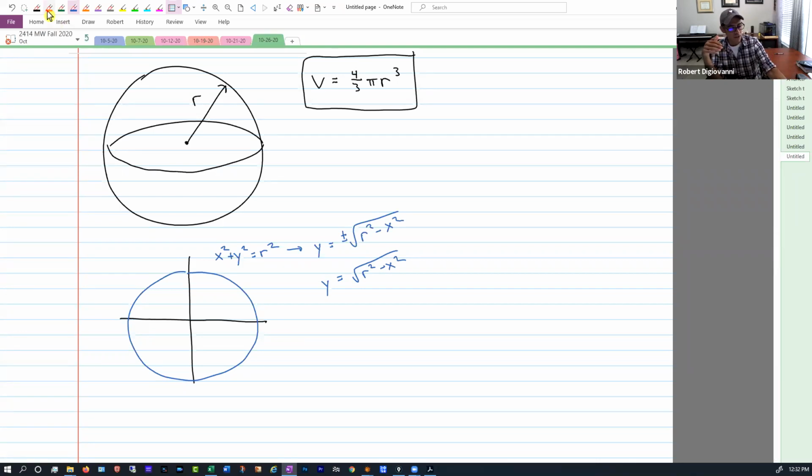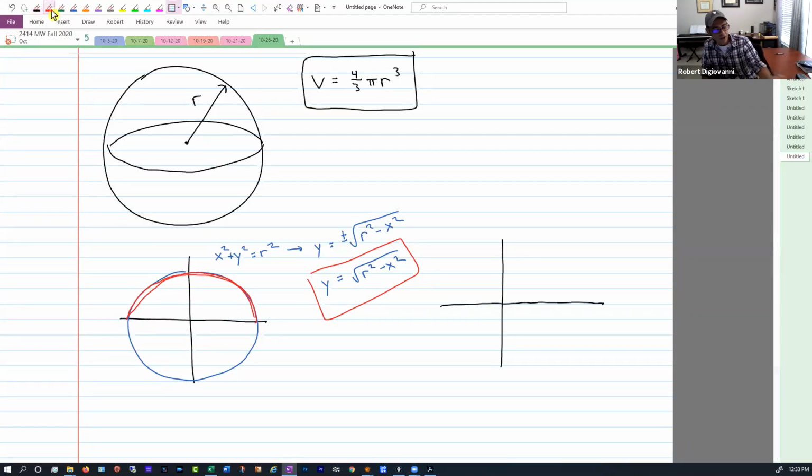So if we graph just this, that gives you just the top half of the circle. Okay. So if I start with that, tell me if you believe this. If I start with that curve, but I just graph it in the first quadrant.